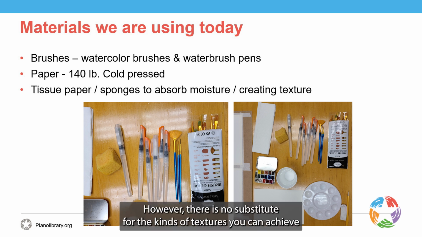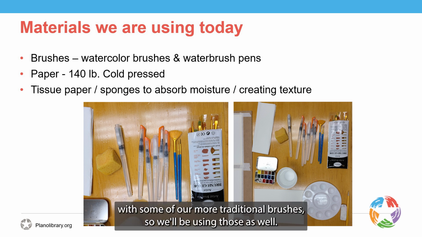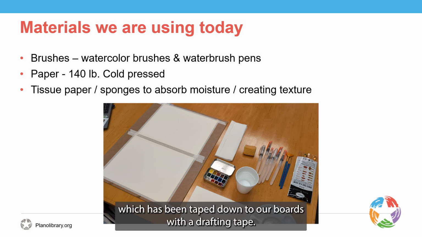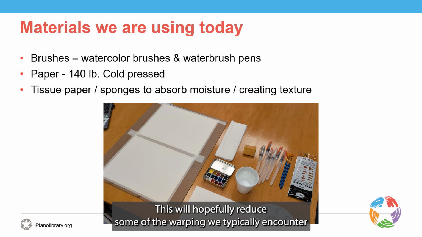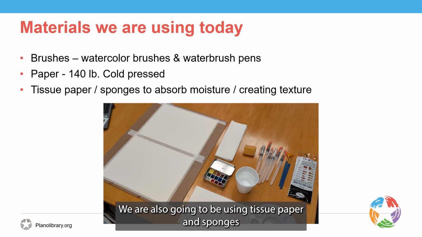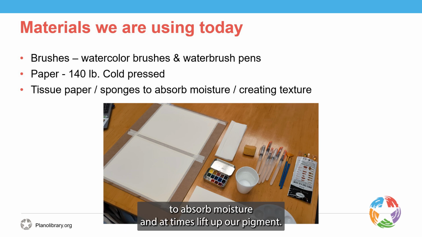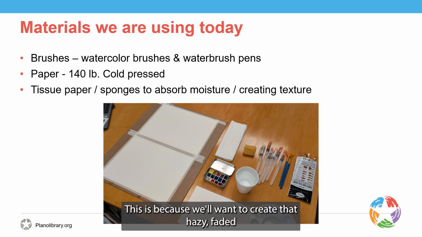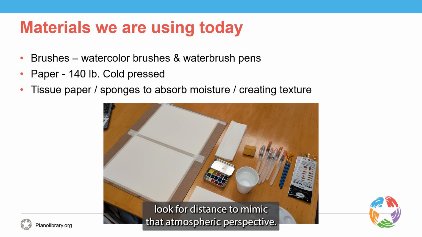However, there is no substitute for the kinds of textures you can achieve with some of our more traditional brushes, so we'll be using those as well. We are using 140-pound cold-pressed paper, which has been taped down to our boards with drafting tape. This will hopefully reduce some of the warping we typically encounter when using lots of water on paper. We are also going to be using tissue paper and sponges to absorb moisture, and at times lift up our pigment. This is because we'll want to create that hazy, faded look for distance to mimic that atmospheric perspective.